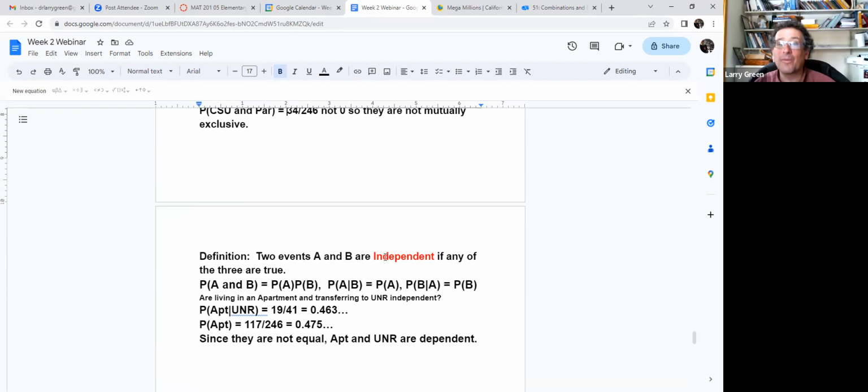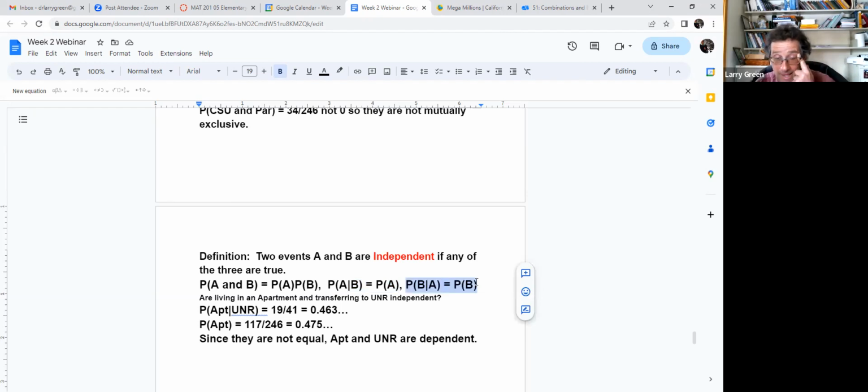And again, these are all formulas. Two events A and B are independent if any of the 3 equations are true. The first is the probability of A and B equals the probability of A times the probability of B. The second is the probability of A given B is equal to the probability of A. The third is the probability of B given A equals the probability of B.